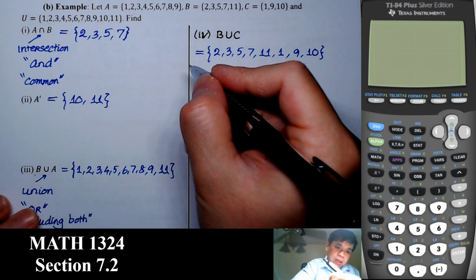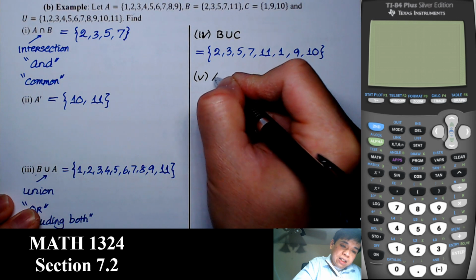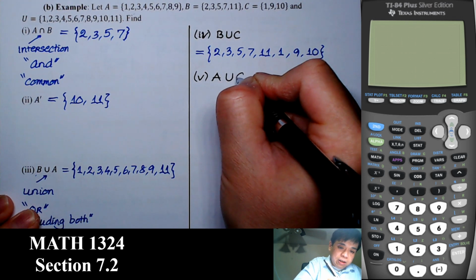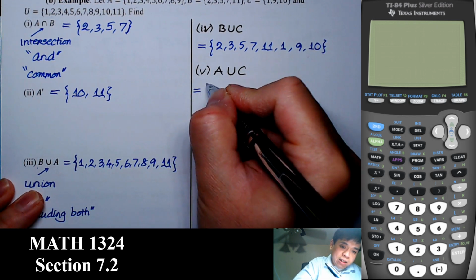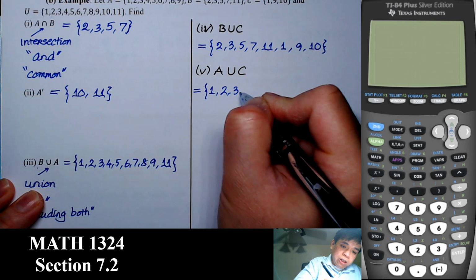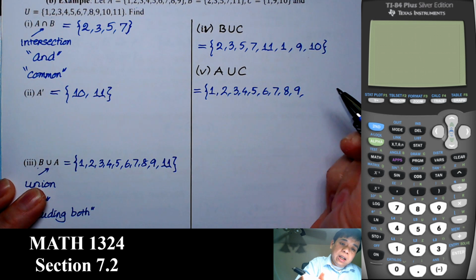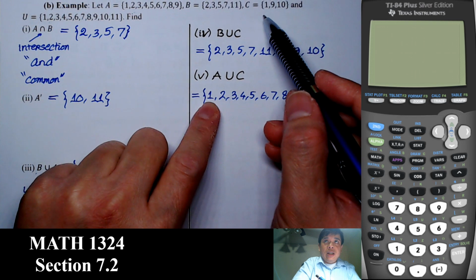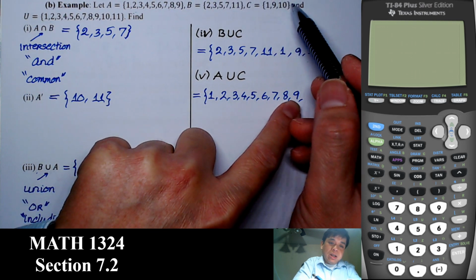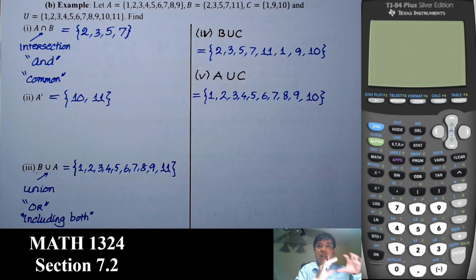Right. Let's do another one. Let's say A and C, union of A and C. So I'm just going to list everything that is in A, the first set. 1, 2, 3, 4, 5, 6, 7, 8, and 9. And now we look at C. We have 1 already. We're not going to list again. We have 9 already. We're not going to list again. But there's the 10. It's not there yet. So we're going to list the 10. So we list everything in A, and then whatever is just in C by itself.